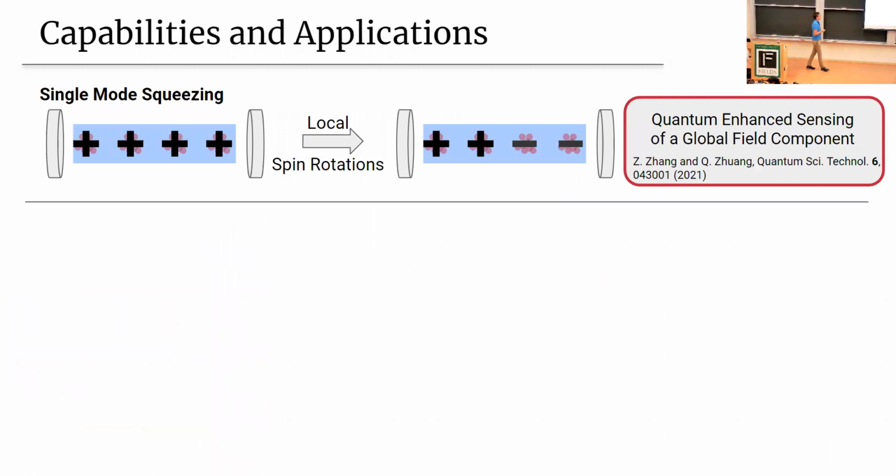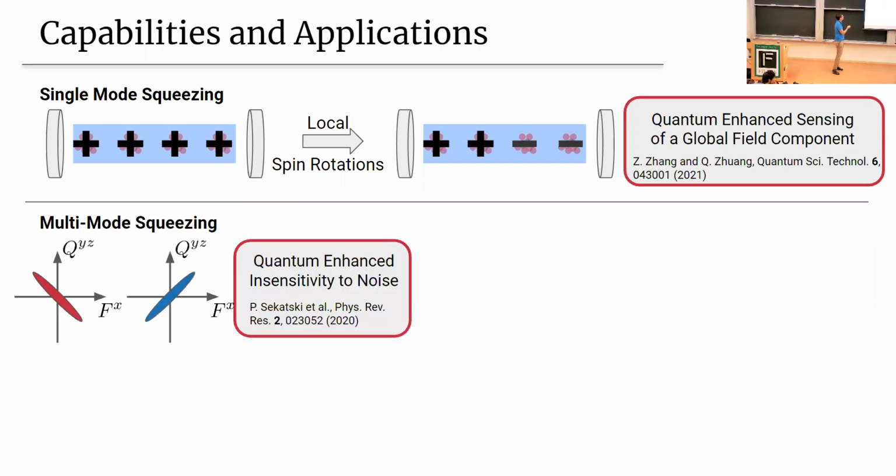So just to summarize what we can do: if we just drive the cavity, we get to this global squeezing, which you can do for quantum metrology. If you also have local control, you can get quantum enhanced metrology for spatially extended fields. Then we can have this multi-mode squeezing, where we use 2 drive pulses to squeeze 2 orthogonal modes. And this you can use, for example, for quantum enhanced insensitivity to some noise that you have in your system.